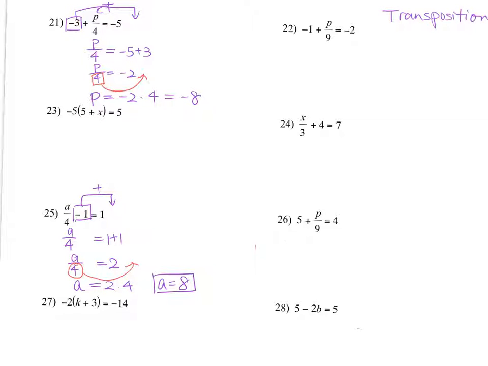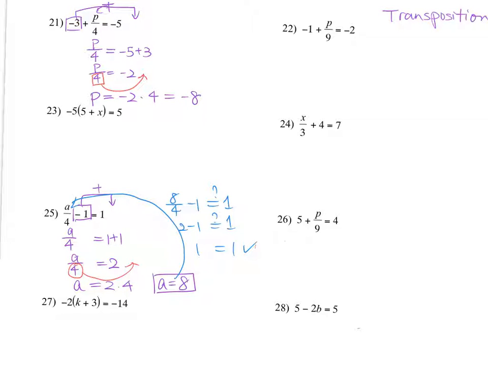Also, I want you to double check. You can plug in a equals 8, plug it back in here, so that you have a over 4 becomes 8 over 4 minus 1. On the left-hand side, that becomes 2 minus 1, and you want to see if they really equal 1 or not. 2 minus 1 obviously equals 1, so it checks out. And that's how you check your answers right there.